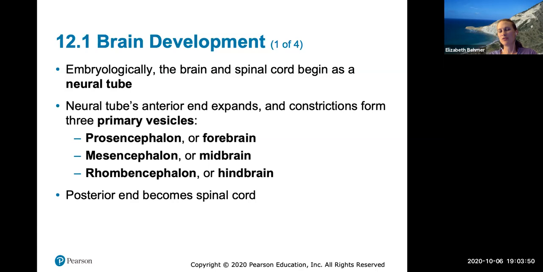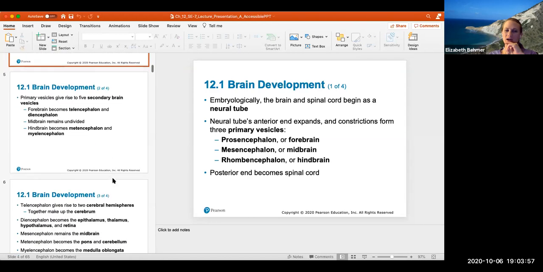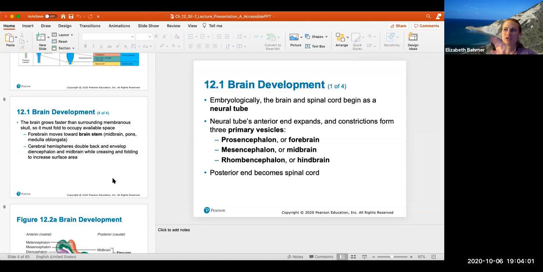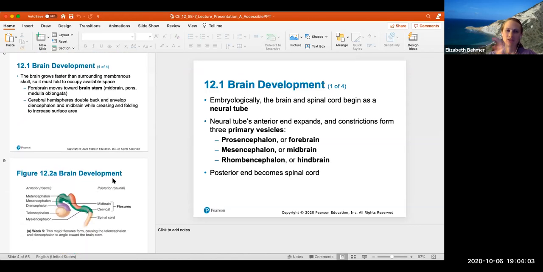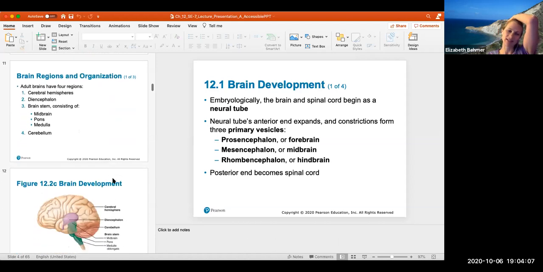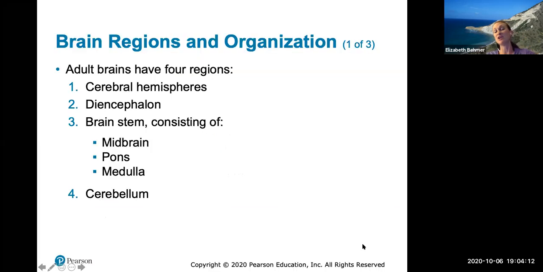This is going to go through brain development from the embryology, and I'm going to skip over embryology because that could be its own separate class. In grad school, I took an embryology course. So anything related to embryology or brain development, you guys can skip over. But let's get to the adult brain.